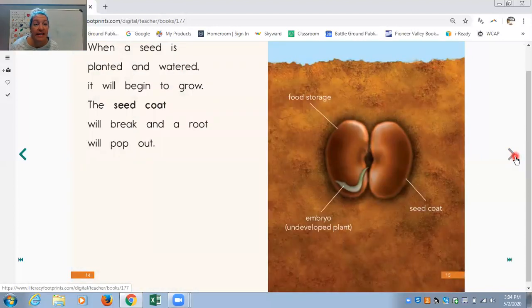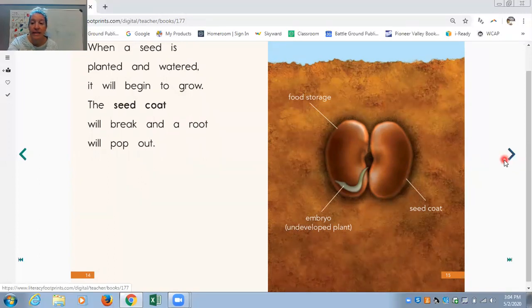And the author has given us another really cool diagram. What this diagram is showing is a seed underground. If you've ever planted a plant before, you have to take a seed and plant it in the dirt. And then that seed grows and it sprouts. And then we have a plant that grows from it.